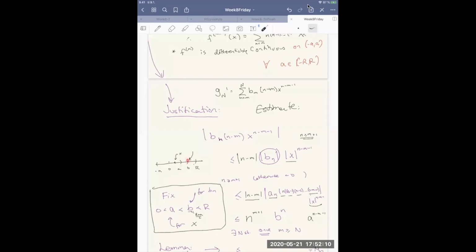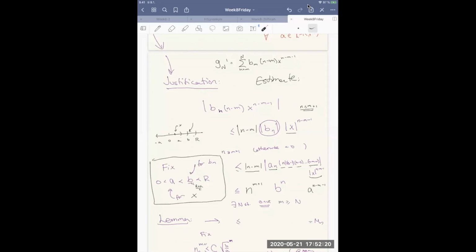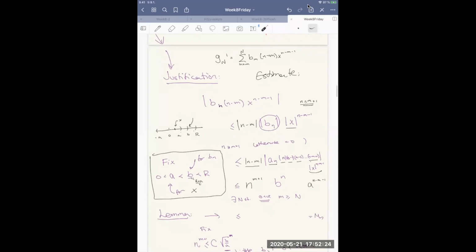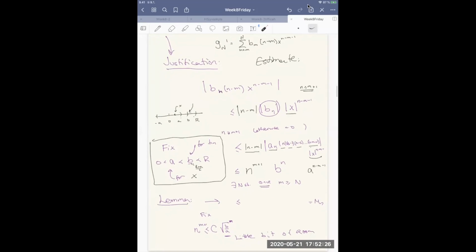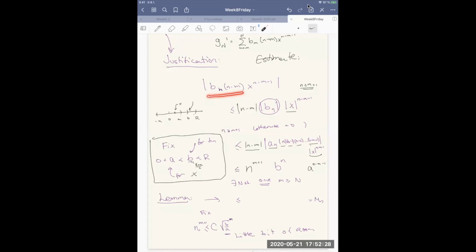And we'll need a little bit of slack. This is the point which I mentioned earlier, that we need to choose a B between A and R. It doesn't matter how you choose it, anything will work. But for example, the average between R and A will also work. So let's see, how can we estimate this term?